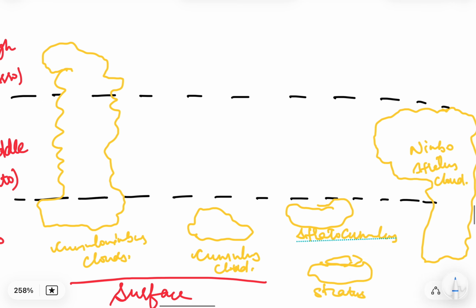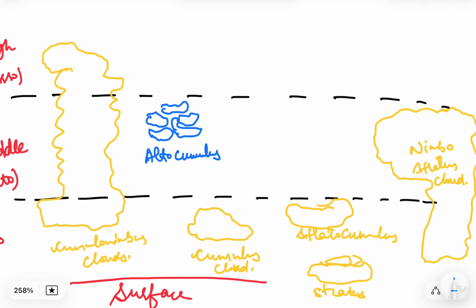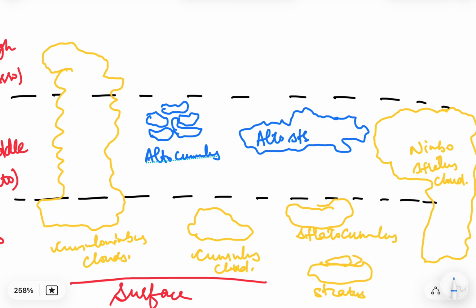And in the middle, we have altocumulus and altostratus, having the small clouds. It is known as the altocumulus, and the layered cloud is known as the altostratus.